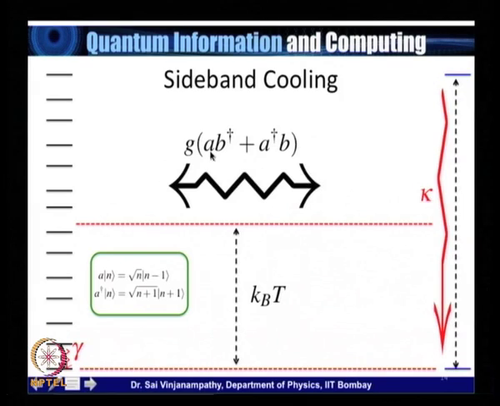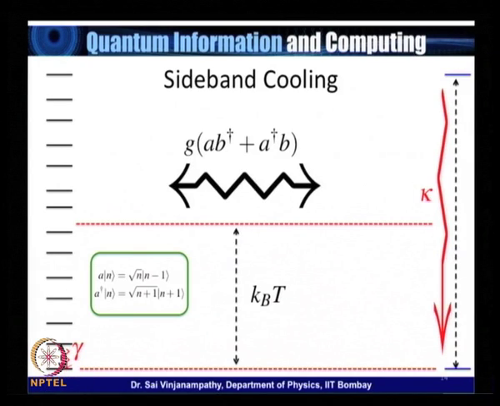The meaning of this Hamiltonian is that we would actually like to reduce the number of excitations in this atom and transfer the excitations to this atom, which will then subsequently be damped away. For hermiticity, we need the Hermitian conjugate of this, which is A dagger B. This explains the sideband cooling interaction Hamiltonian.